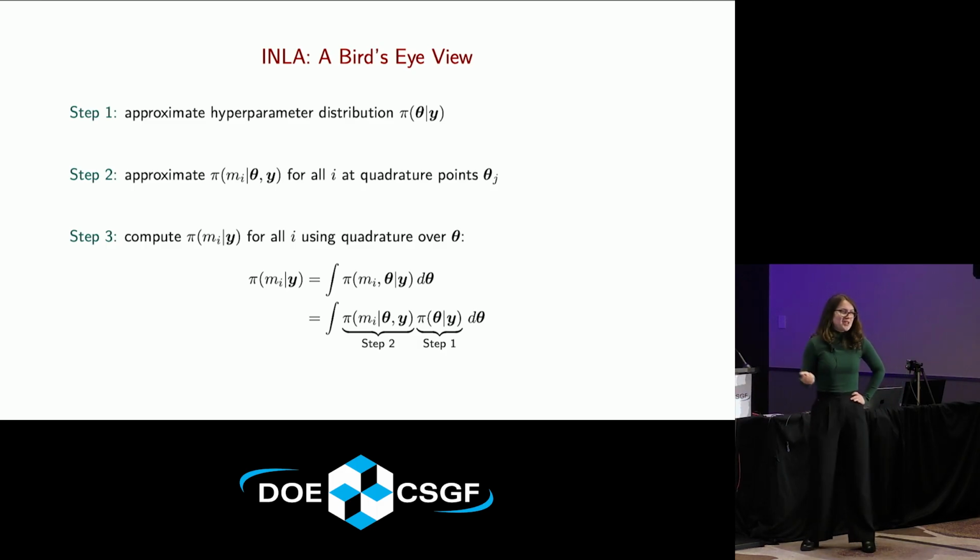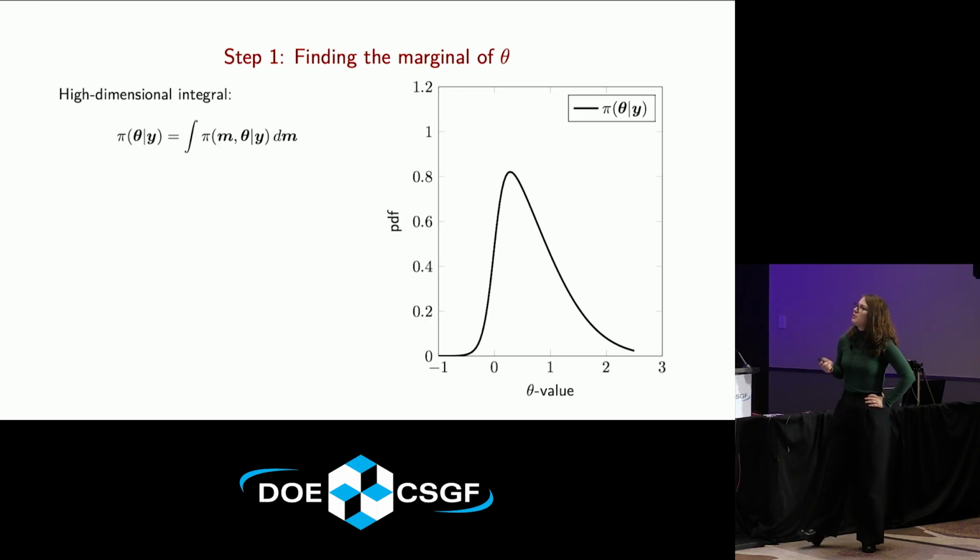All right, let me step through these in a little bit more detail. So starting with step 1, I want to find the marginal distribution of theta. This is a high-dimensional integral, because the marginal distribution is this joint of m and theta integrated in m. And this is exactly what I was trying to avoid in the first place. So how am I going to do this?